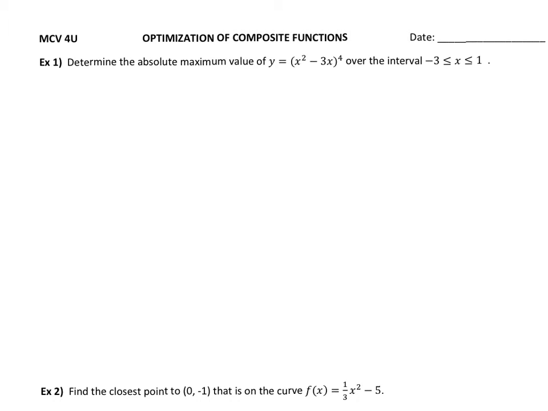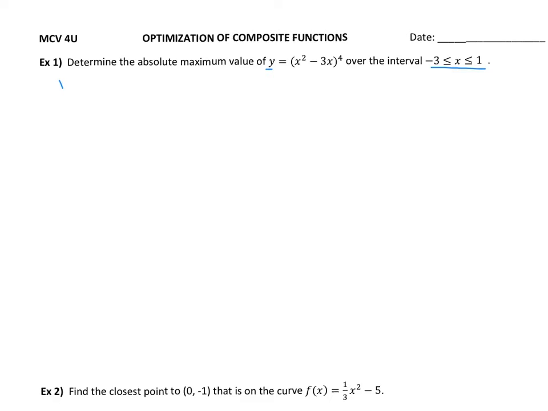All right, we're working on some optimization problems, working with composite functions here. For the first example, we're determining the absolute maximum value of this quartic function. Actually, it's not a quartic, it's going to be degree 8 over this interval. So I do have a fixed interval, but what I need to find within that interval are any critical numbers. And to get those critical numbers, we know we need to take the derivative and set it equal to 0. So that would be my first step with this question.